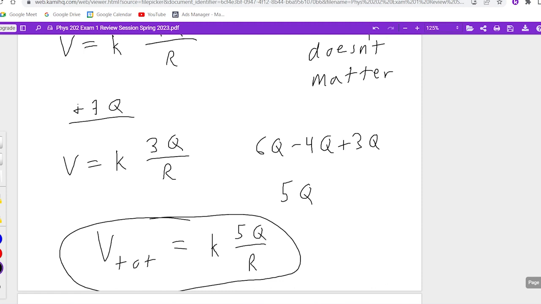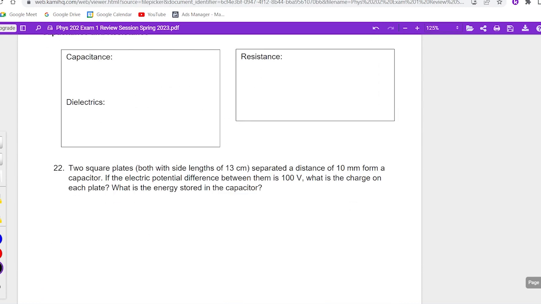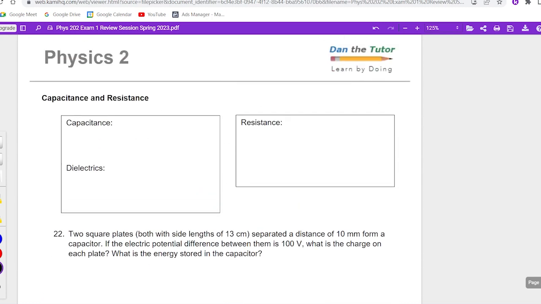Okay. And with that, we move on to the next topic, which is capacitance and resistance. We're getting very close to DC circuits now, which, by the way, DC circuits is my favorite part of this course. I don't really like this part that we're doing right now, but it's important, so we talk about it.